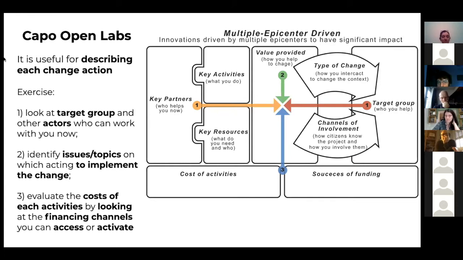To fill in the model canvas, just answer a few simple questions. For example, the value provided concerns on what topic we want to leverage to achieve any change. Instead, the key resource can be recognized as things or people, as experts in a particular field, that help us to do the action. Giorgio? Number one, you can go. Okay.